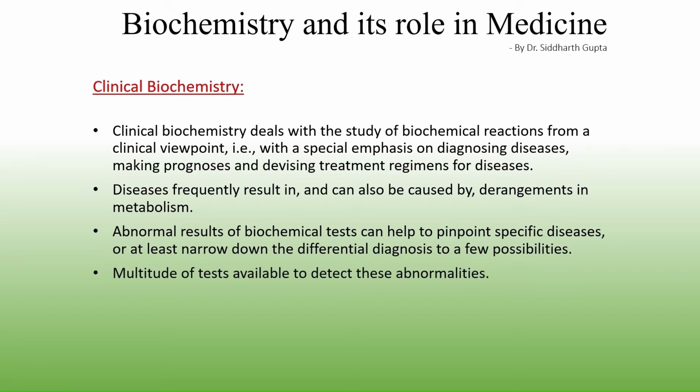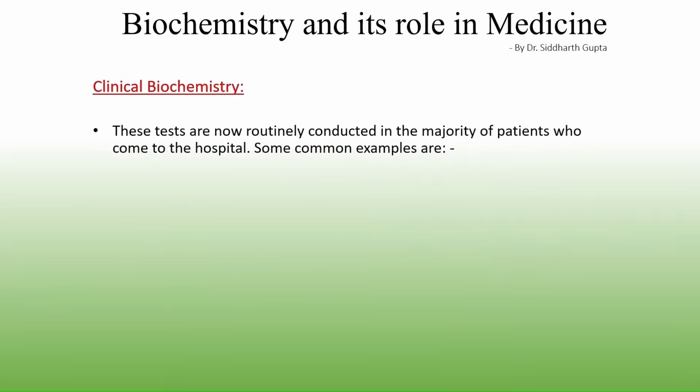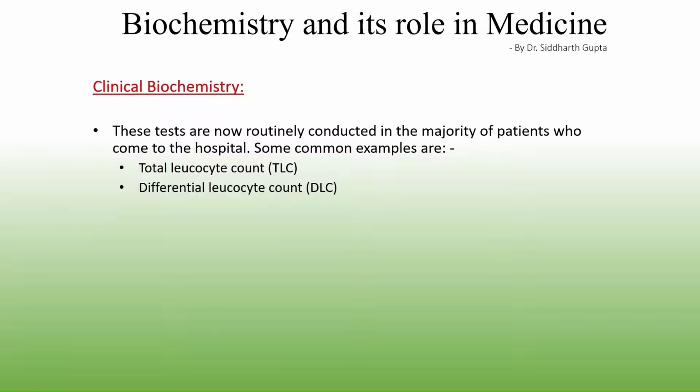There are now a large number of tests available to detect a very wide variety of such abnormalities. Biochemical tests have now become a staple of modern clinical practice and they are conducted for practically all patients. Some of the most common tests are as follows. First of all, you have the TLC, the total leukocyte count, which is raised in infections. And then you have the differential leukocyte count, which indicates whether the infection is acute or chronic.